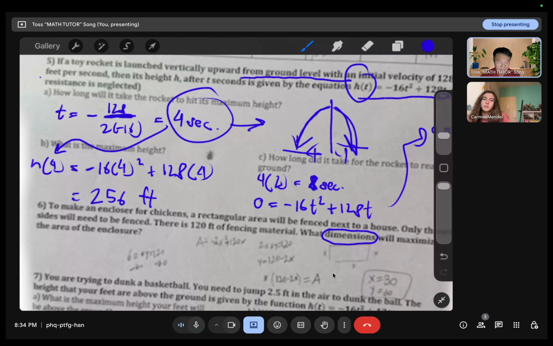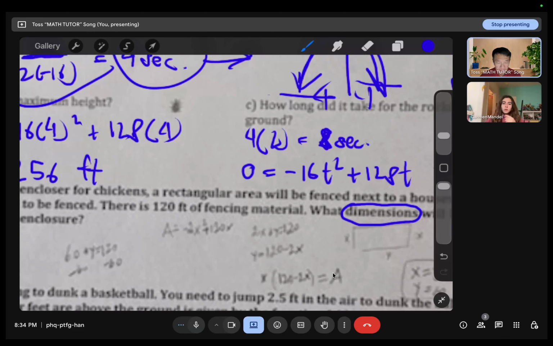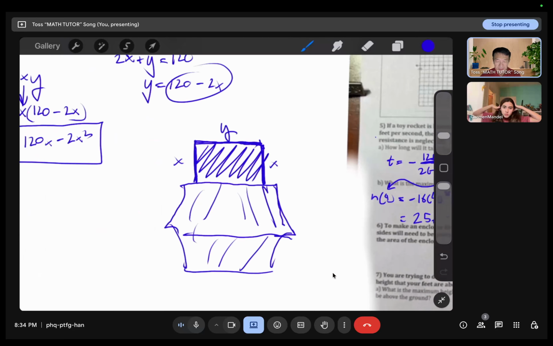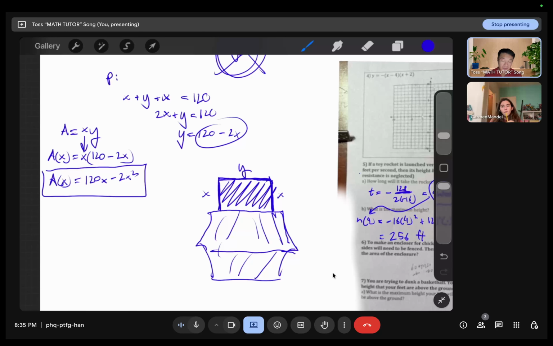So here we go, continuing on. Let me see. What is the dimension that will maximize the area? So, okay, first of all, I hope you're okay with this. Yes, I'm good up until here.